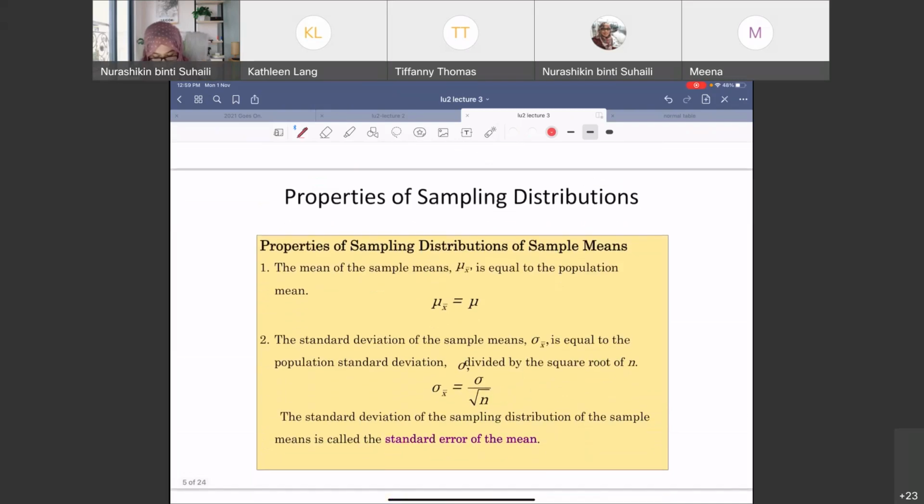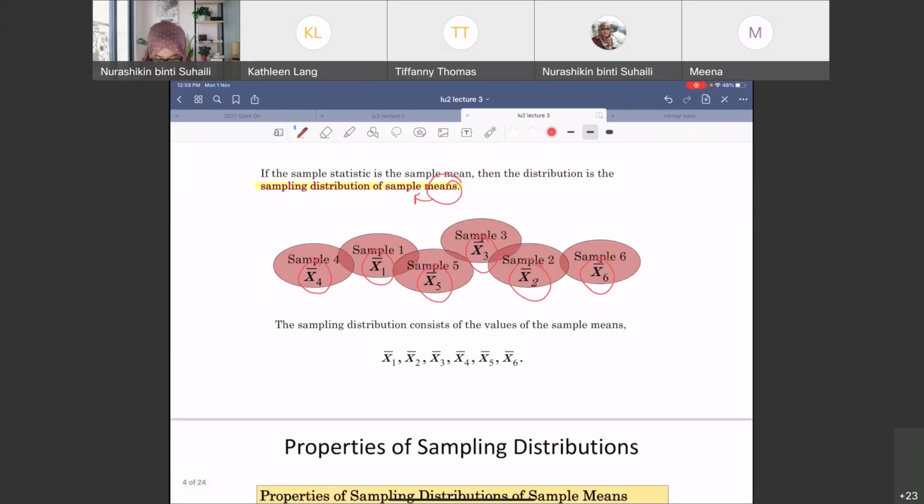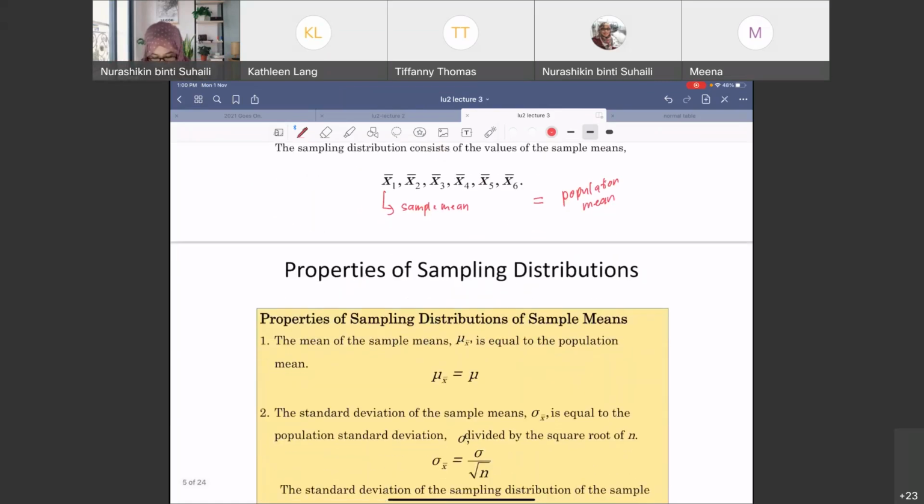Okay, properties of sampling distributions of sample means. Each of these is a sample mean. The average of all of these, the mean of the sample means, will be equal to the population mean. Make sense? Because we are having all the samples in a population. So the mean of the sample means is equal to the population mean.